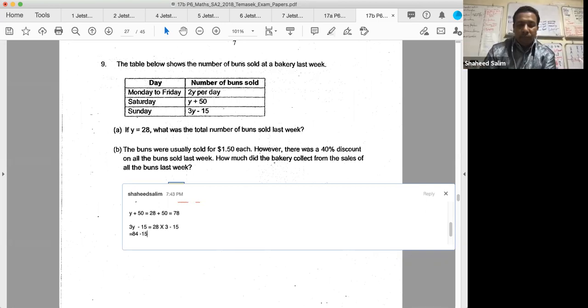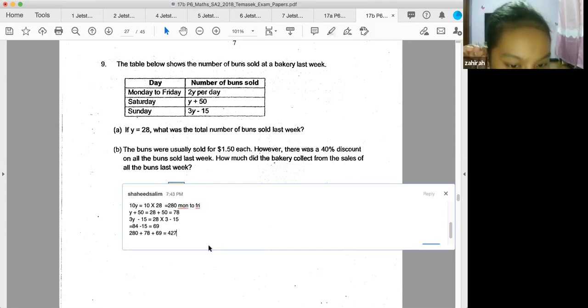84 minus 15 is 69. So now you take the three of them combined together: 280 plus 78 plus 69. Do you get the same answer? 427? Yeah, you can see it's the same thing.